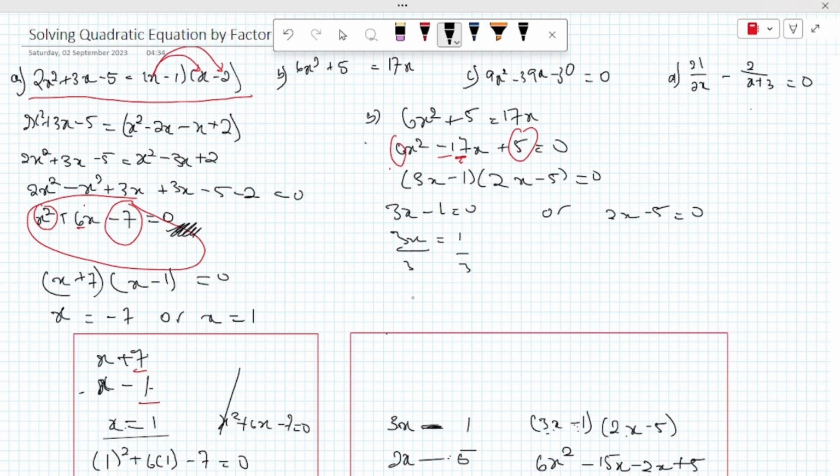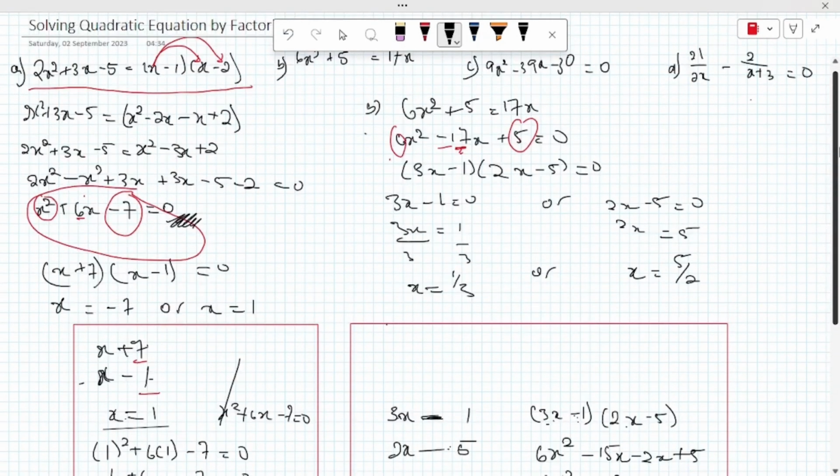You're looking for the value of x. So x is going to be equal to 1/3, or x is going to be equal to what? Here it's going to be 2x is equal to 5, because it's minus 5. When it jumps the equal sign, it's going to be positive. So x is equal to 5/2, right? So this is our answer.